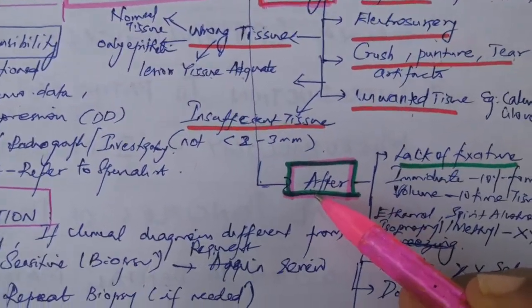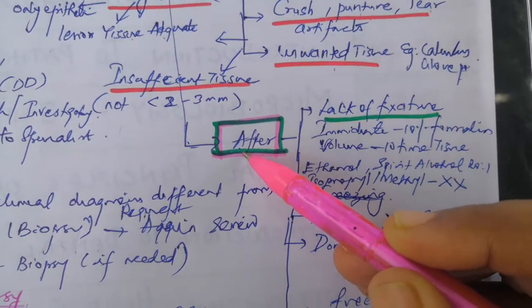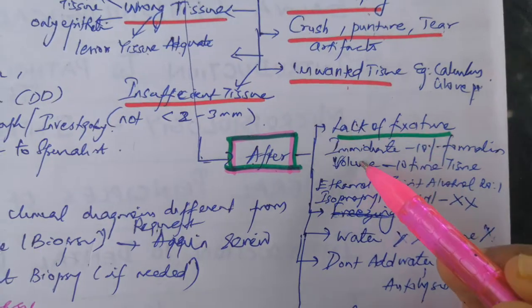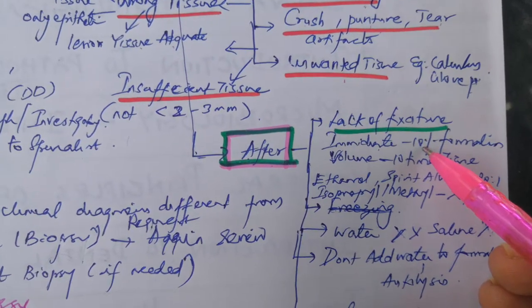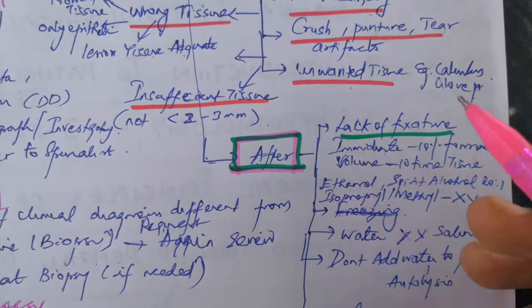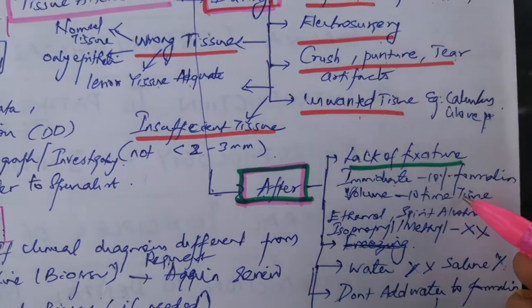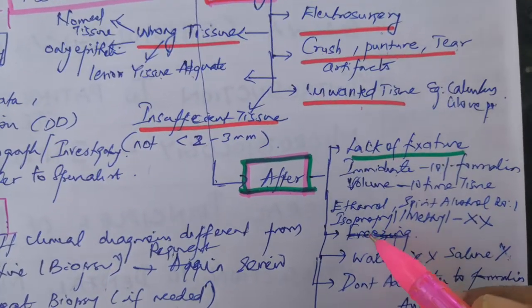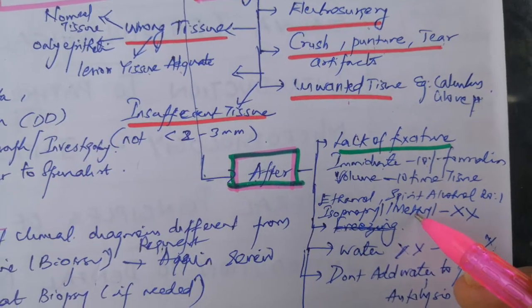Then after the biopsy, okay, what are the mistakes we make? Lack of fixative. We have to place the tissue immediately in 10% formalin. Do not wait so long, okay? And also the volume should be sufficient. The volume of the formalin solution should be 10 times the volume of the tissue, okay? Do not place it in water, saline, isopropyl alcohol or methyl alcohol, okay?